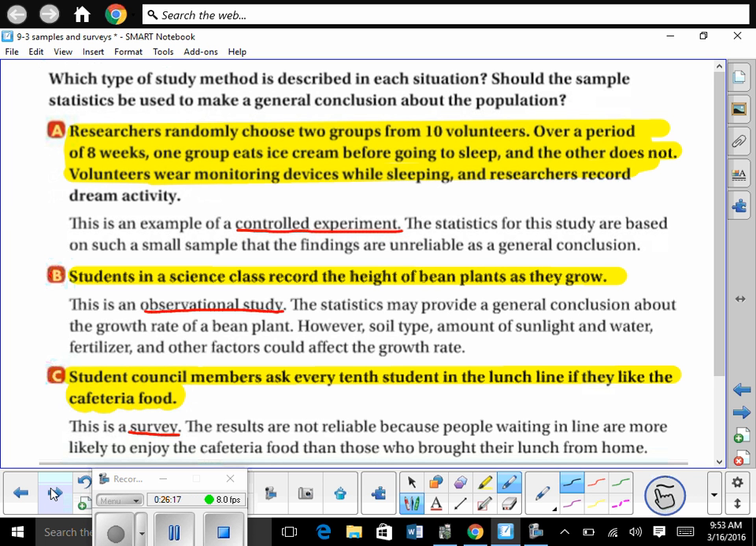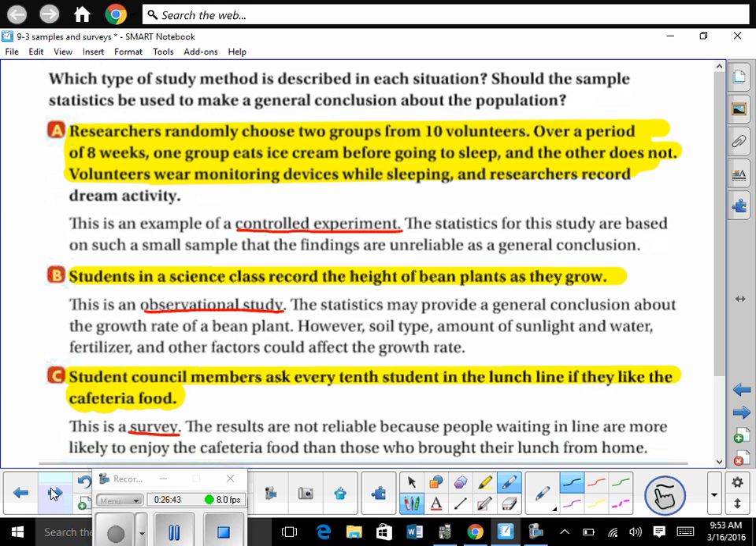Okay, we're all good. And then the statistics for this study are based on such a small sample that the findings are unreliable to make general conclusions on the entire population. Okay, students in a science class record the height of a bean plant as they grow. So this would just be an observational study. They kick back and watch the plants grow. They don't do anything to the plants, they just sit and watch them. Does everybody understand that? That's just observing, right? Then making a conclusion. We're all good with those 2.